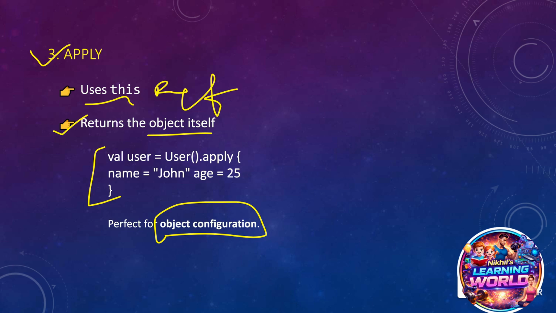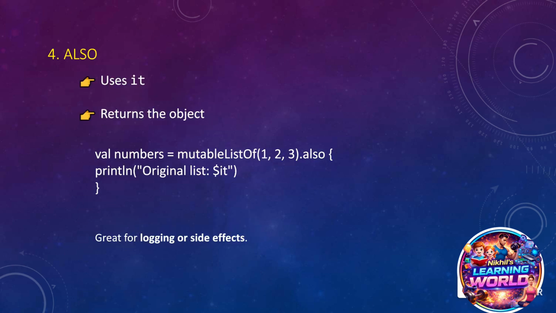Fourth one is also. It uses it to refer to the object and returns the object itself. Use cases: logging, debugging and chaining. It is great for logging and side effects.